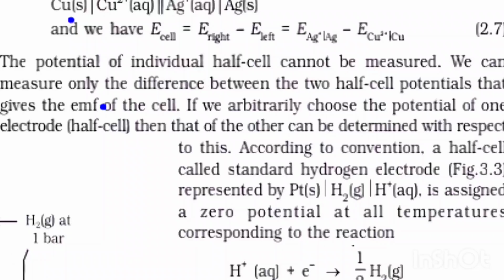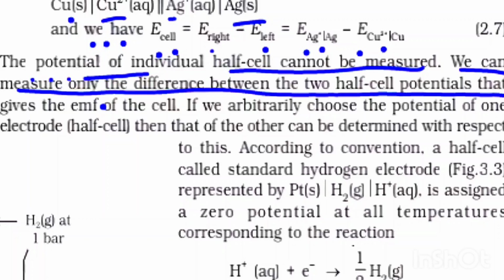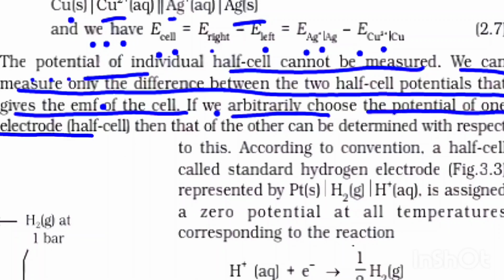The cell can be represented as Cu solid, Cu2+ aqueous, double line, Ag+ aqueous, Ag solid, and we have E cell equals E right minus E left, that is E Ag+/Ag minus E Cu2+/Cu. Thus, the potential of an individual half cell cannot be measured. We can measure only the difference between the two half cell potentials that gives the EMF of the cell.